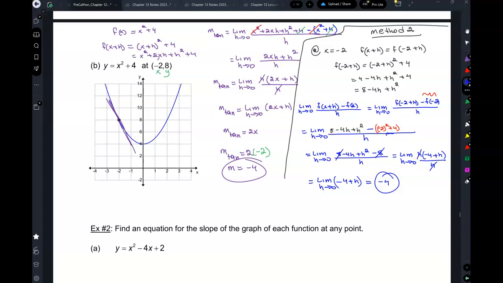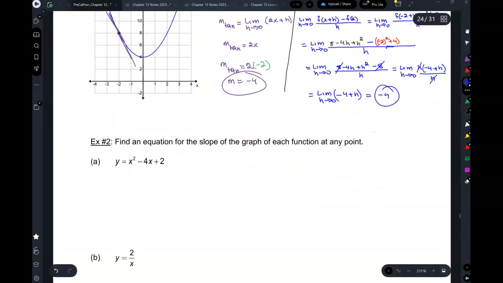Is one better than the other? No. Is one more preferred than the other? Also no. You just do whichever one you like better.